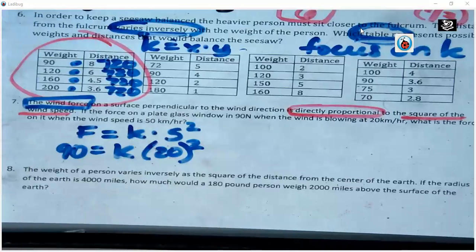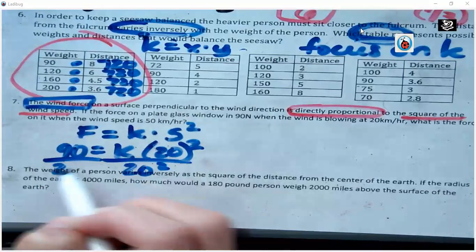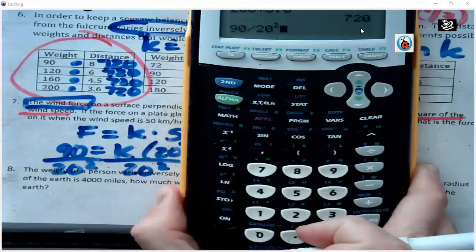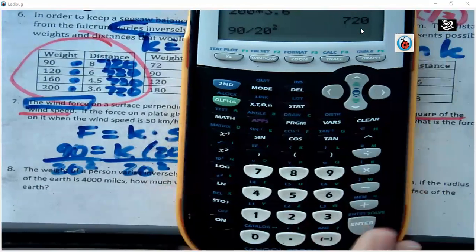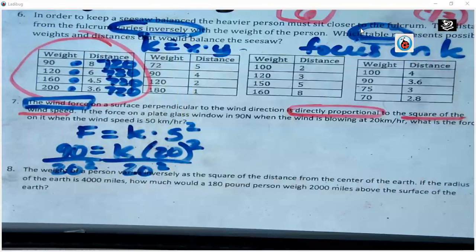What needs to move away from K? 20 squared. You can just divide by 20 squared. So 90 divided by 20 squared gives you 0.225. So that's K.